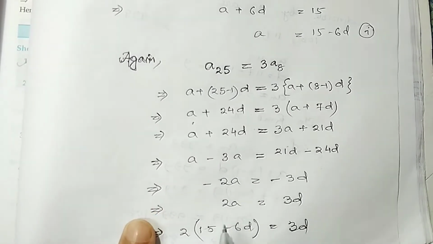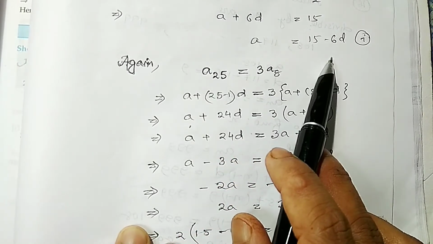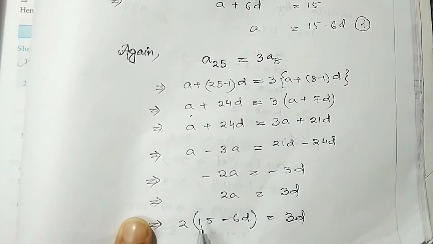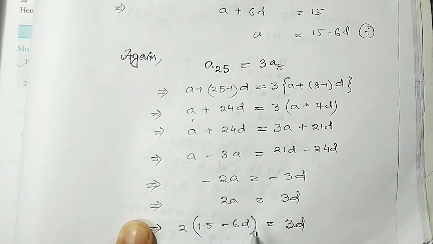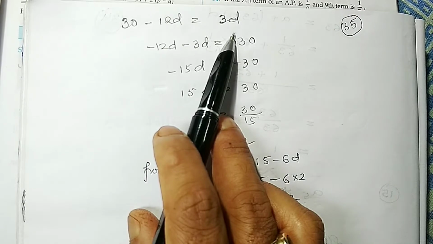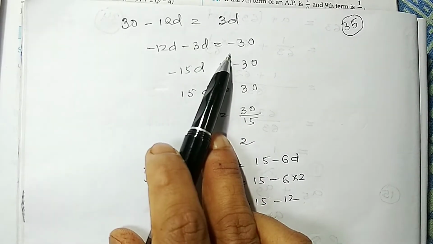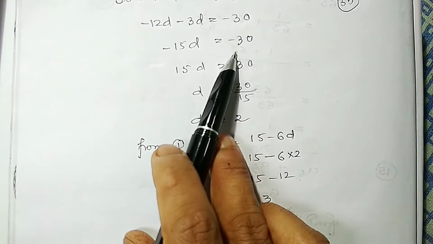Clear? So if I now replace the value of A, which is 15 minus 6D, I am going to get 2 times (15 minus 6D) equals 3D. 30 minus 12D equals 3D. Minus 12D minus 3D equals minus 30. Minus 15D is minus 30.